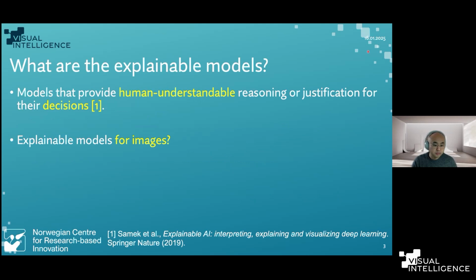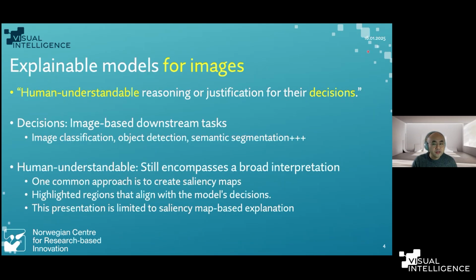So what are explainable models? In this very famous book, the main definition is that explainable models should provide a human understandable reasoning or justification for their decisions. And then my question is, what are explainable models for images? Based on this definition, I just picked 2 keywords: the decision and the human understandable reasoning.